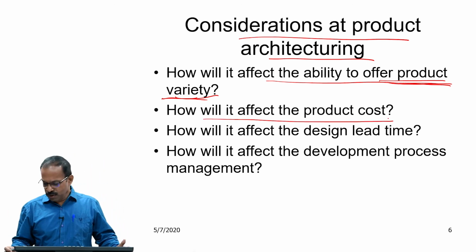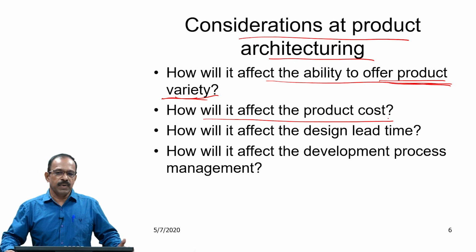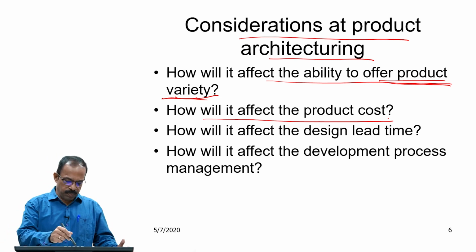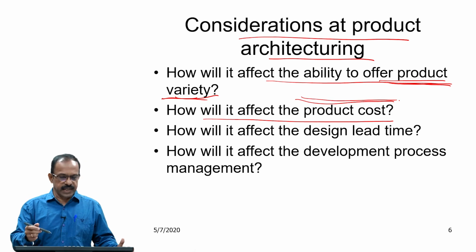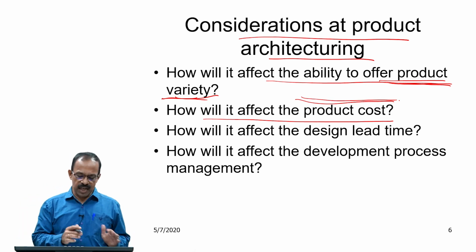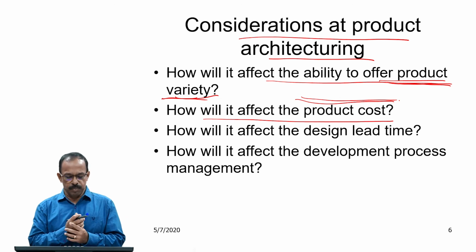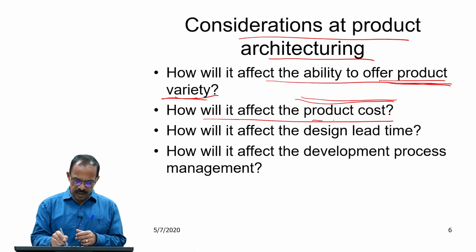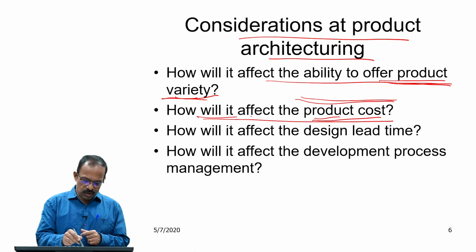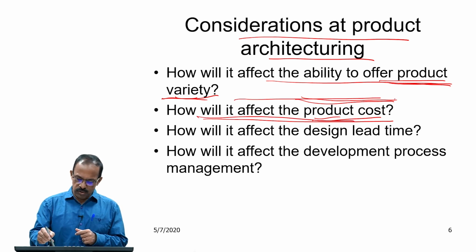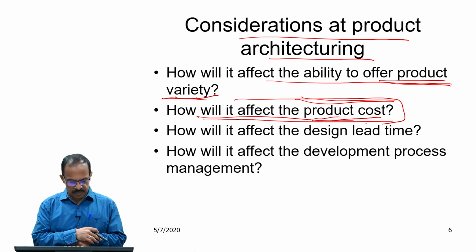And how will it affect the product cost? If you make products completely independent, then the cost may go up. If you provide a particular architecture where everything is completely separate, with nothing common in the product family, then the cost of the product will go up. So, we need to see how a particular architecture is going to affect the cost of the product.